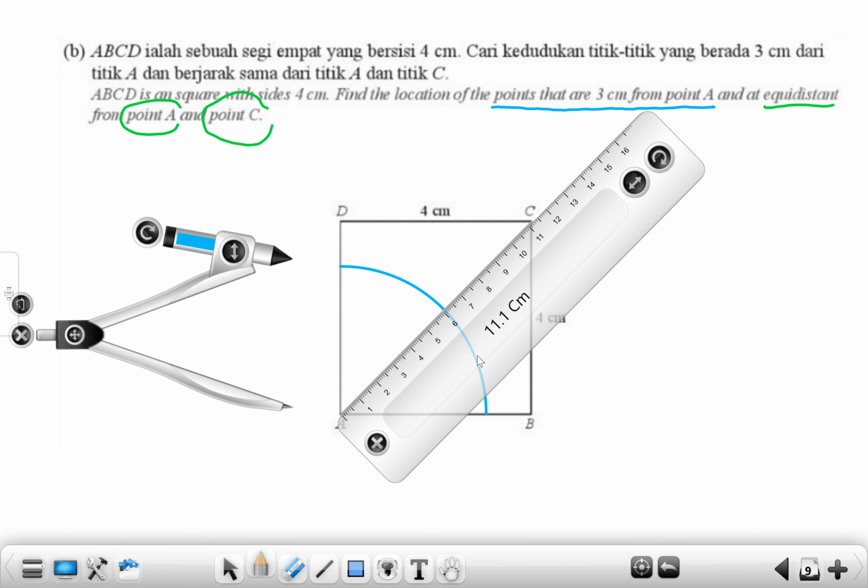If you measure from point A to point C, mine I got over here is 11.2, if I'm not mistaken. 5.7. Okay, 5.7. 5.6. 5.6 divided by 2. Use your calculator. Mine is 11.2, I think here. Yours 5.6. Divided by 2 is 2.8. Okay, make 2.8 middle point there.